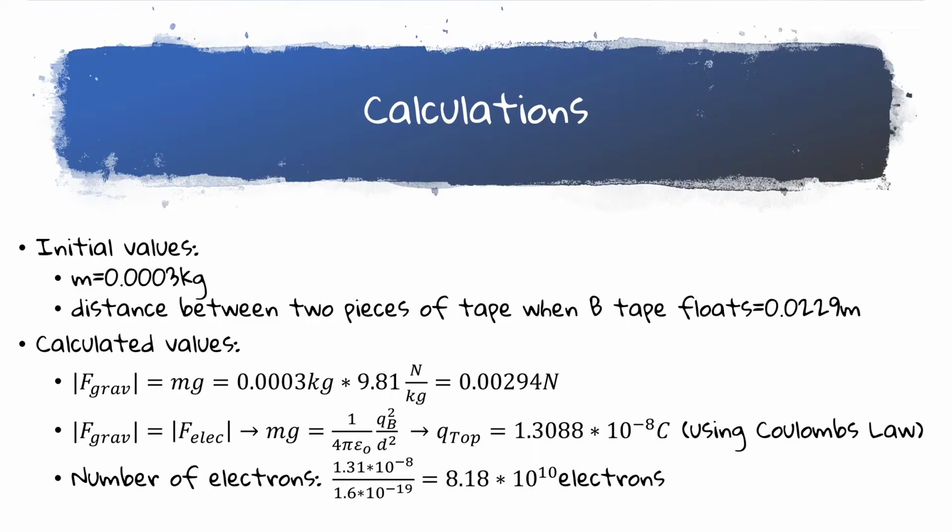So for my calculations, I calculated the mass of a single piece of tape and the distance between the two pieces of tape when the top tape began to float. I calculated the magnitude of the gravitational force and set that equal to the magnitude of the electric force, which I showed before would be equal to one another, and was able to do some manipulation and solve for the charge of the top piece of tape. I also calculated the number of electrons on that single piece of tape using the number of atoms total.